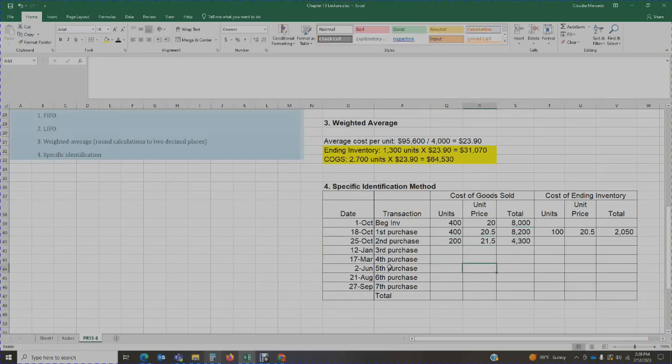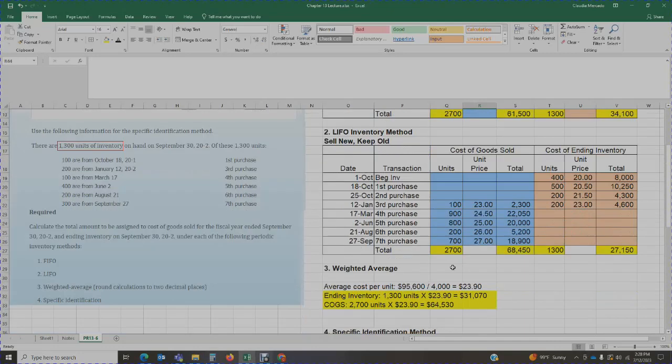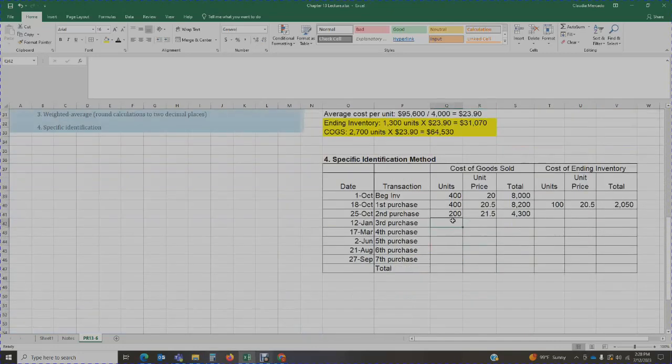Okay, from my third purchase, that is January the 12th. If we look here, January the 12th, I have 200 remaining from that item. So if you look at January the 12th, we had 300 units, and I still have 200 remaining. So that means I must have sold 100. So I sold 100 at $23 and I kept 200 at $23.